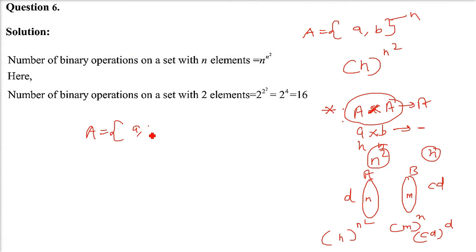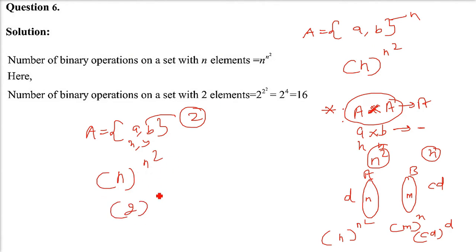Now let us come back to the question. We have A and B. These are 2 elements. We can always write x, y or any m, n. Just there are 2 elements. And now just put it in this formula, n to the power n square. So 2 to the power 2 squared. So 2 to the power 4. So it is going to be 16.